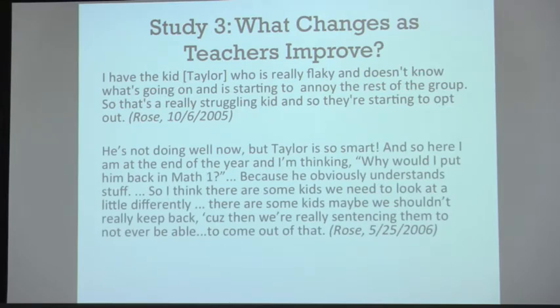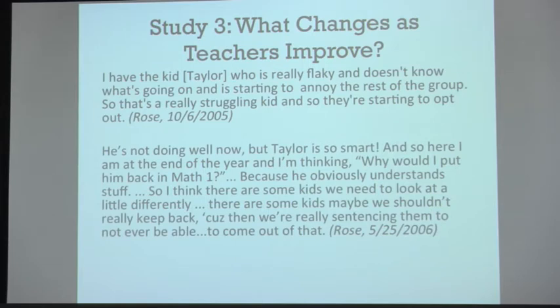Come May, Rose has a really different take on Taylor. He's not doing well now, but Taylor is so smart. And so here I'm at the end of the year and I'm thinking, why would I put him back in Math 1? She's dealing with this dilemma of whether to retain him and make him repeat the class. He obviously understands stuff. So now she's making a generalization about how we need to think about kids like Taylor.